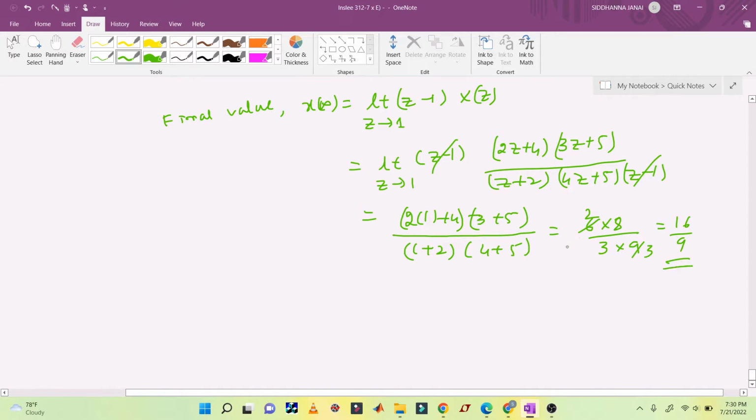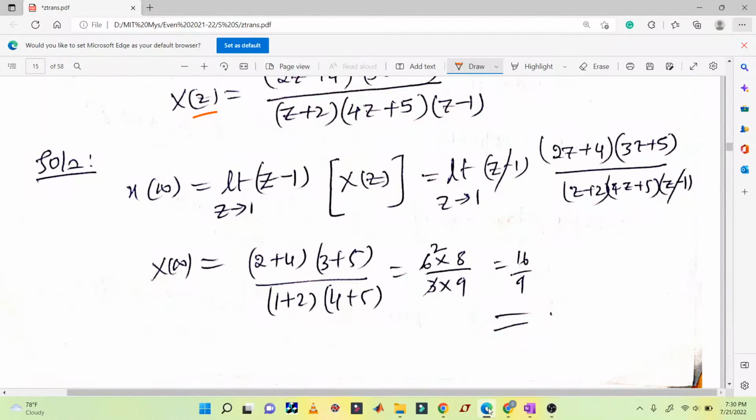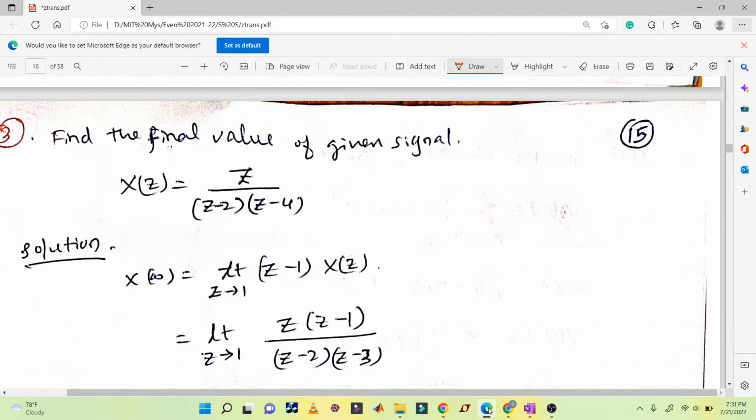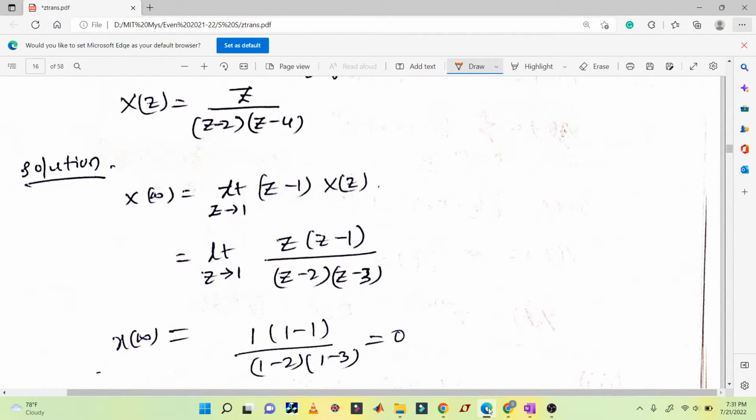Is that clear how to calculate final value and initial value? If you have any doubt, please ask now. We can move on to the next problem. Yes. Shall we move on to the next problem? Yes, sir. Okay.